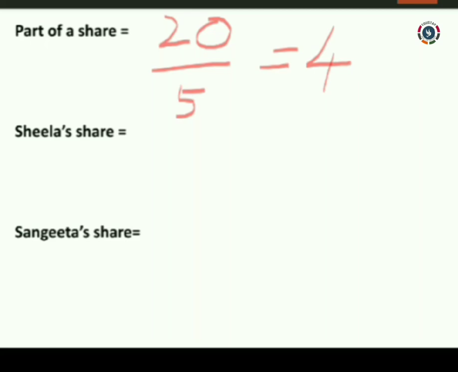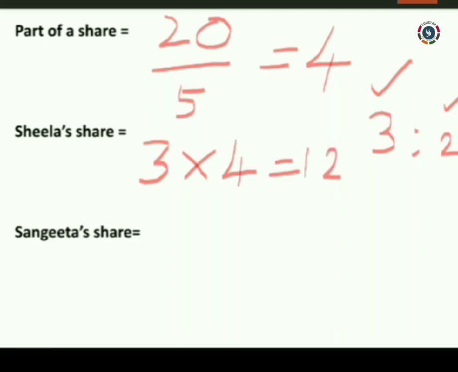Next, we are going to find Sheila's share. Your given ratio is 3:2. So, the ratio 3 is for Sheila and 2 is for Sangeeta, right? For Sheila's share, first you write 3 and the part of share is 4. So, 3 4s are 12. And for finding Sangeeta's share, Sangeeta's ratio is 2 and the part of share is 4. You will get the answer as 8.